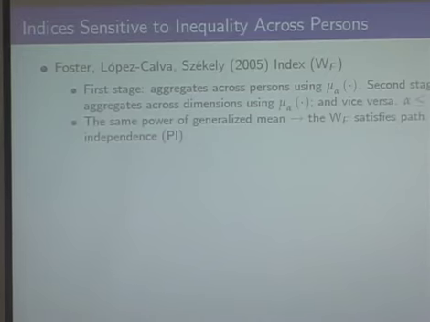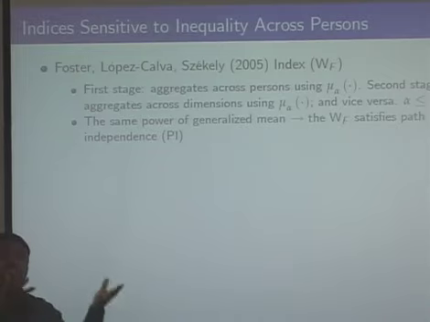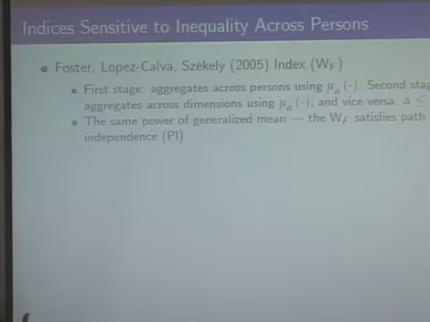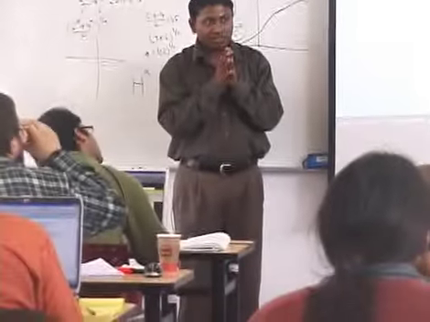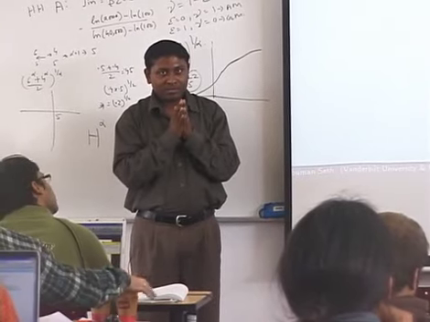So this one is path independent. Can you see why? It turns out that the Foster-Lopez-Calvo-Zoli index is also path independent. It does not matter which way you aggregate. You see why?